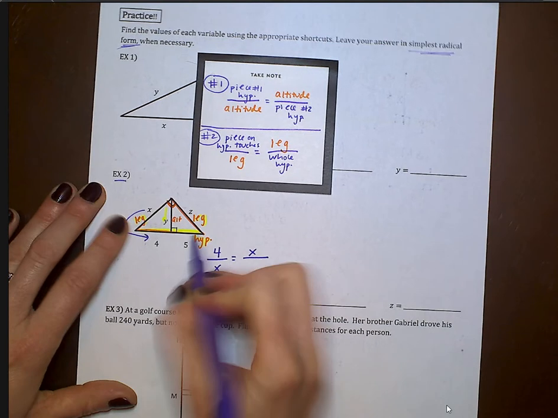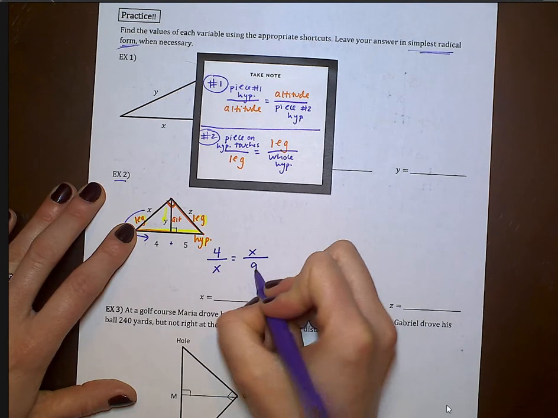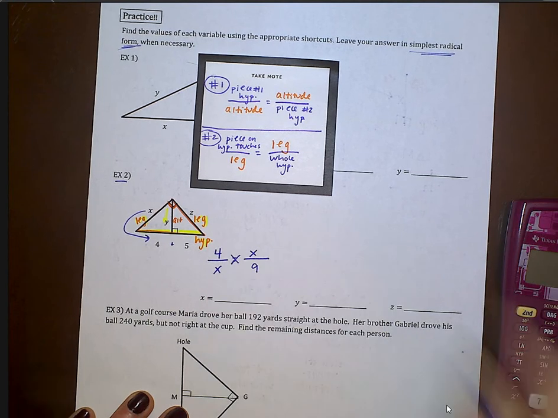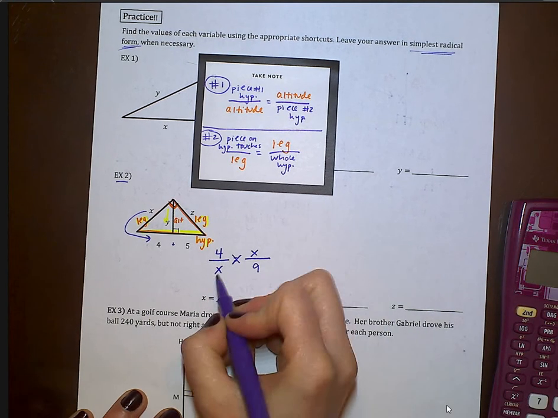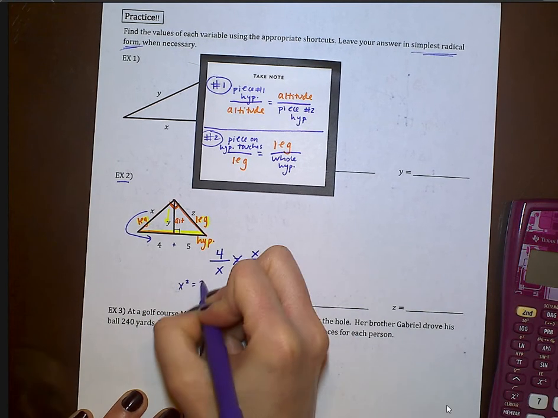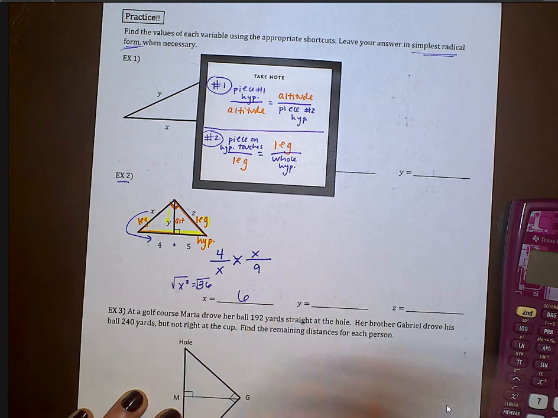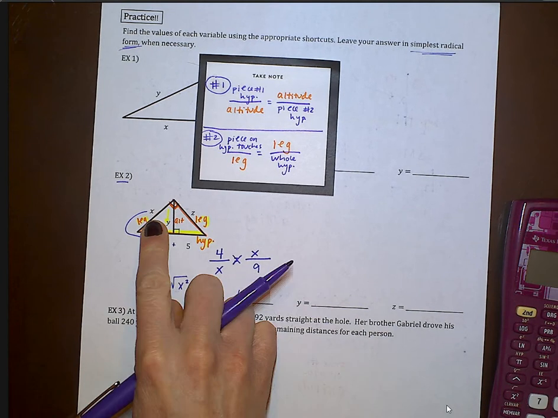So I'm going to add 4 plus 5, 9. Good thing I didn't solve it on the back, because this would be boring. Let's see, that would be x squared equals 36. Square root, x is 6. Negative numbers don't make sense here because it's a leg of the triangle.